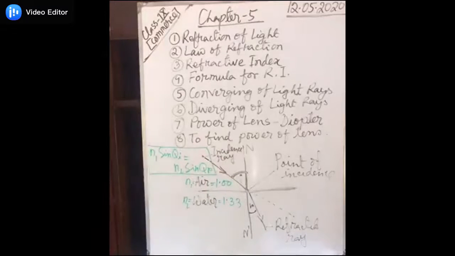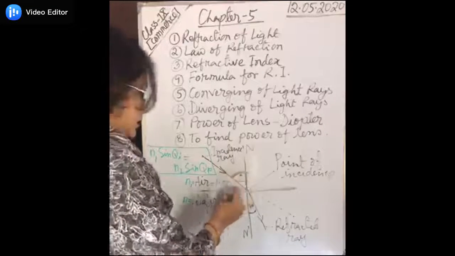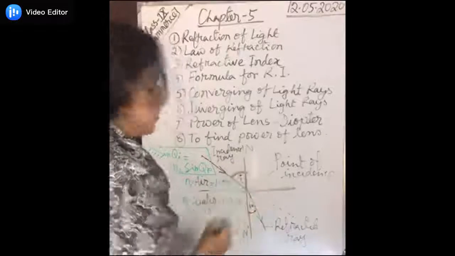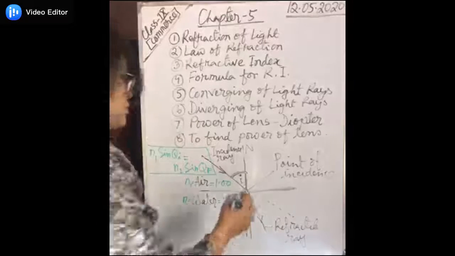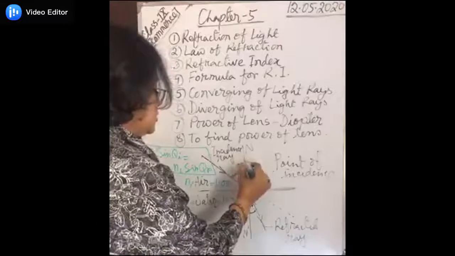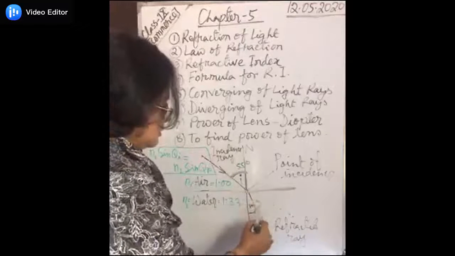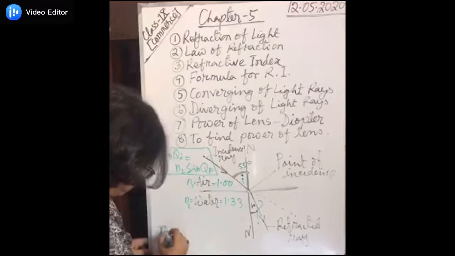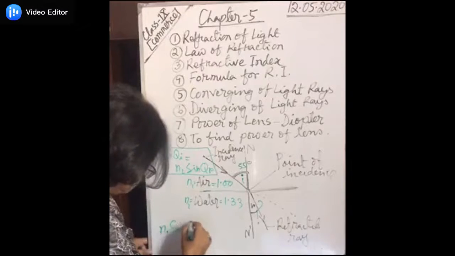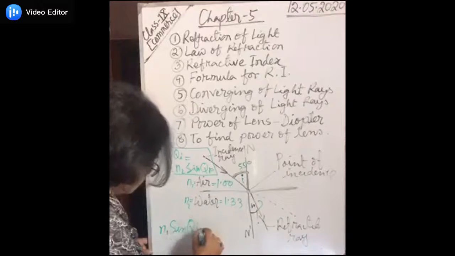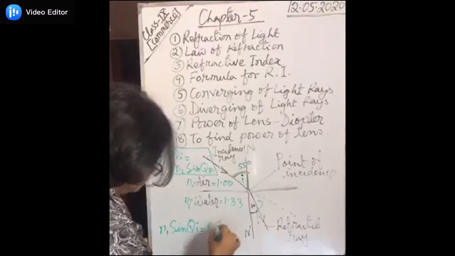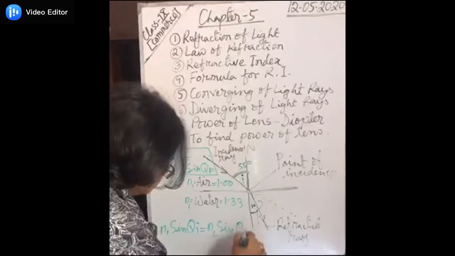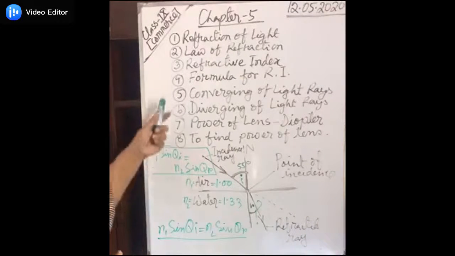Using this formula, you can find out any one angle if the other angle's value is known. Suppose this one is 55 degrees. So what will be the refractive angle? In the formula again, look here: N1 sine theta I equals N2 sine theta R.